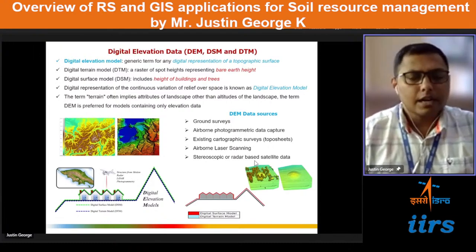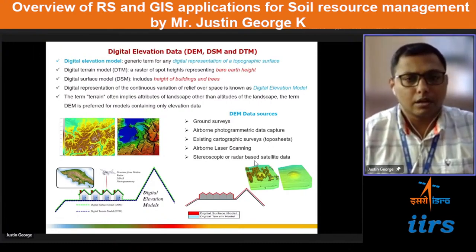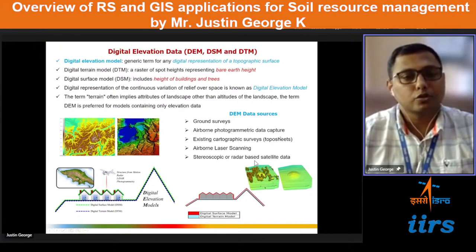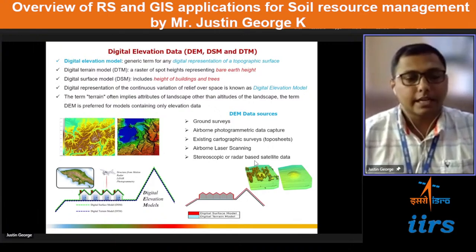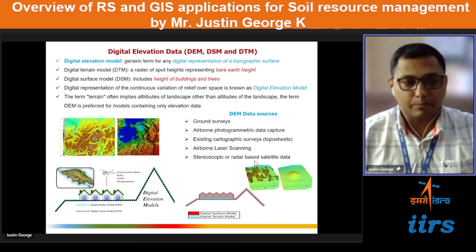So there are n number of data sources based on which the different digital elevation models are generated. The different data sources include the ground surveys, airborne photogrammetric data capture, existing cartographic surveys, topo sheets, airborne laser scanning, and the stereoscopic or radar-based satellite image. So through different types of remote sensing, the digital elevation data can be generated and used for various applications. And this digital elevation data has got widespread use with respect to agriculture and soils, mainly in case of watershed management, soil erosion modeling, as well as various digital soil mapping approaches.